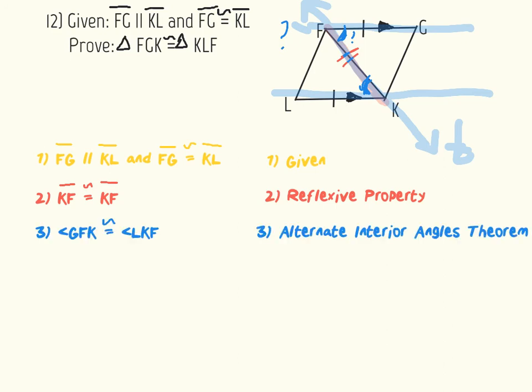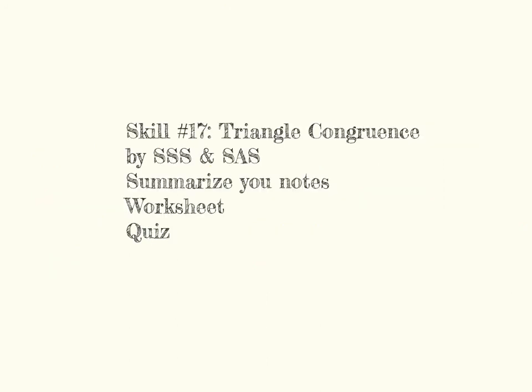I'm going to say that angle GFK is congruent to angle LKF. Now I have a side, included angle, and another side, so I can make the final step to say that the triangles are congruent. Triangle FGK is congruent to triangle KLF by the side angle side postulate. So those are your notes over triangle congruence by side side side and side angle side. Summarize your notes, finish this worksheet, and then you should be ready for your quiz.